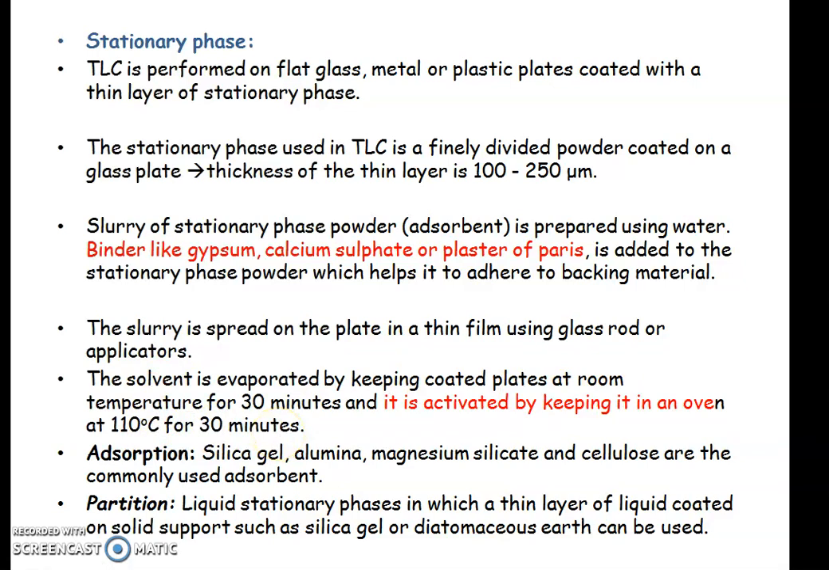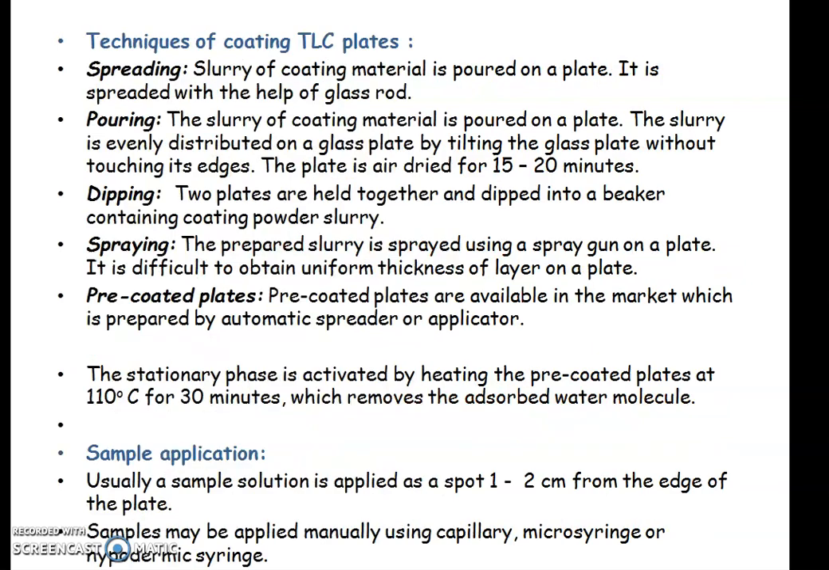Now let's look at the different types of stationary phases that can be used. For adsorption chromatography, silica gel, alumina, magnesium silicate and cellulose are the commonly used adsorbents, while for partition chromatography, a liquid stationary phase in which a thin layer of liquid is coated on a solid support such as silica gel or diatomaceous earth is used as the stationary phase.